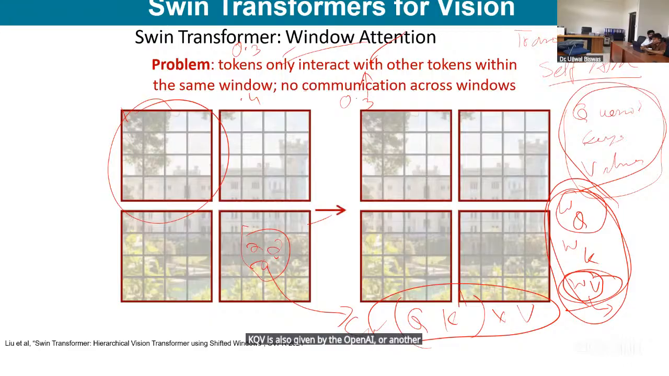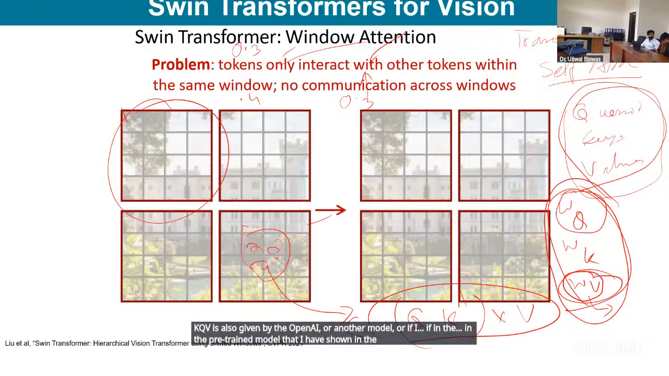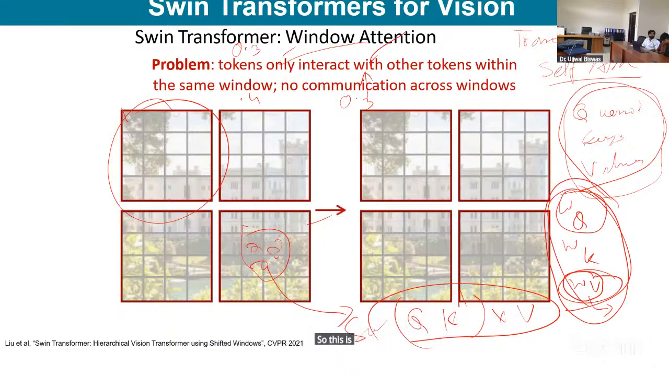Or in the pre-trained model that I showed in the demo just now, if we take the checkpoint, it consists of all the trained WQ, WK, and WV. So this is what is given during the training process. Okay, madam.